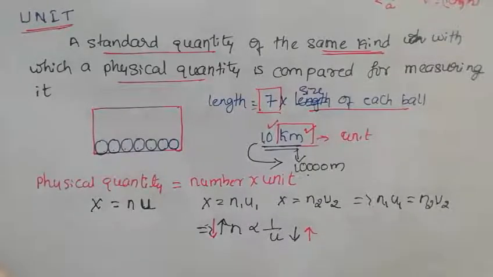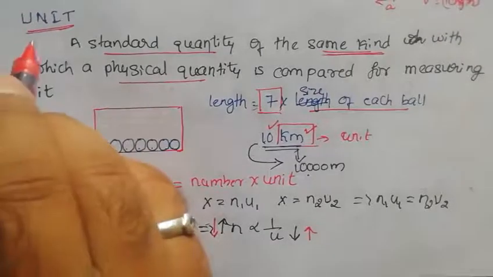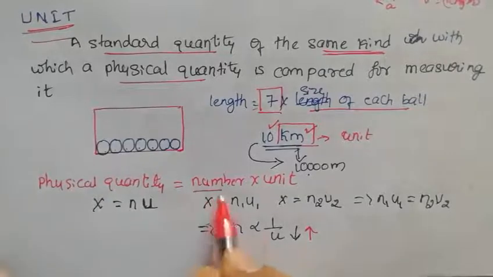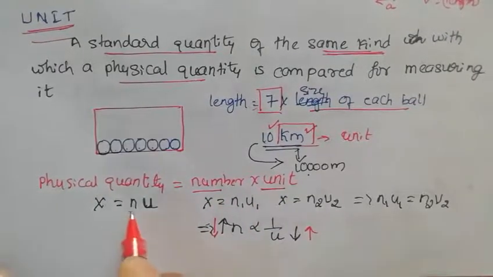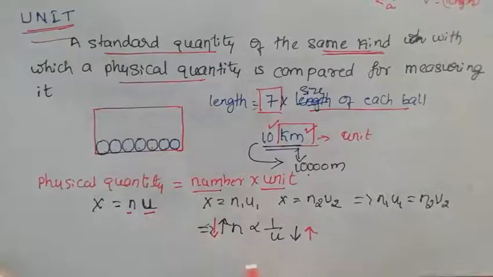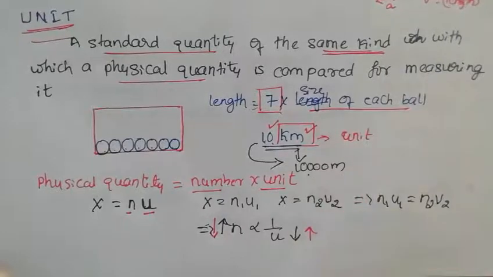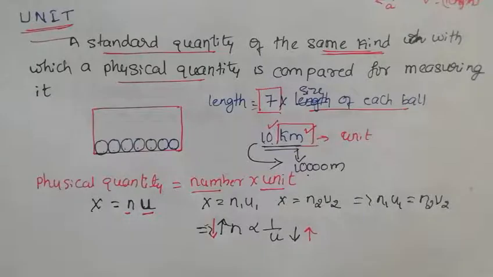So that is what we call a unit. Is it clear? It is a standard quantity of the same kind that we use to express a physical quantity. To express a physical quantity, we need two things: one, a number, and two, a unit. The number we call n, the unit we call u. From the conversion of 10 kilometer to 10,000 meter, we got to know the number is inversely proportional to the unit. As we increase the number, the unit will decrease. So this is about the unit of a physical quantity.